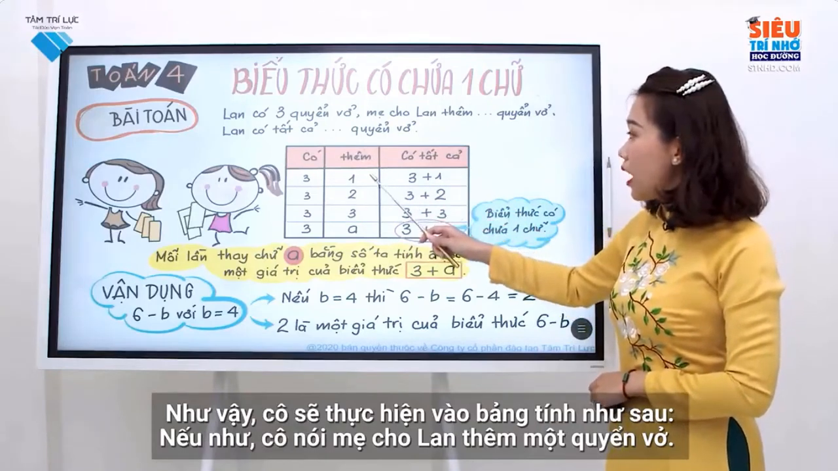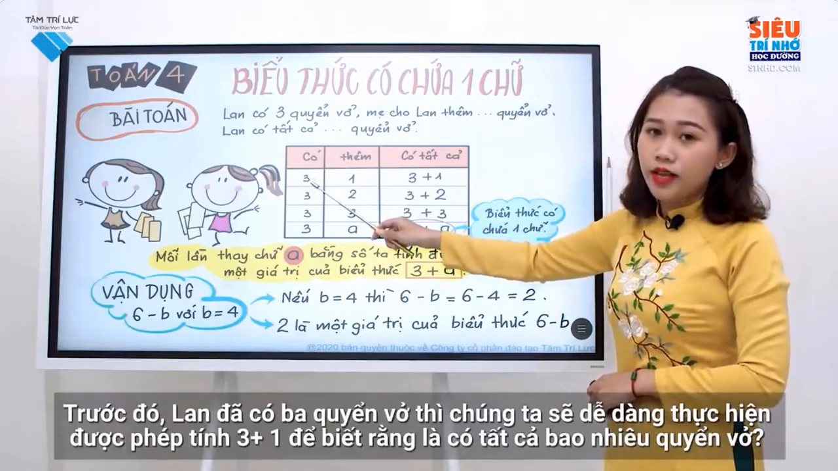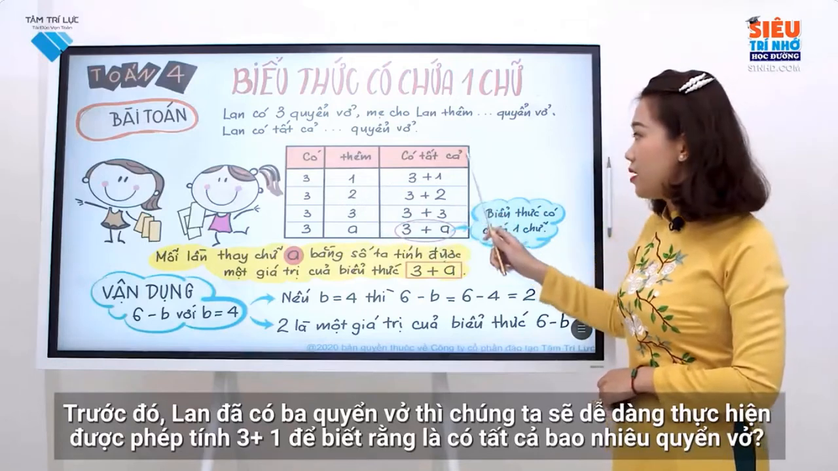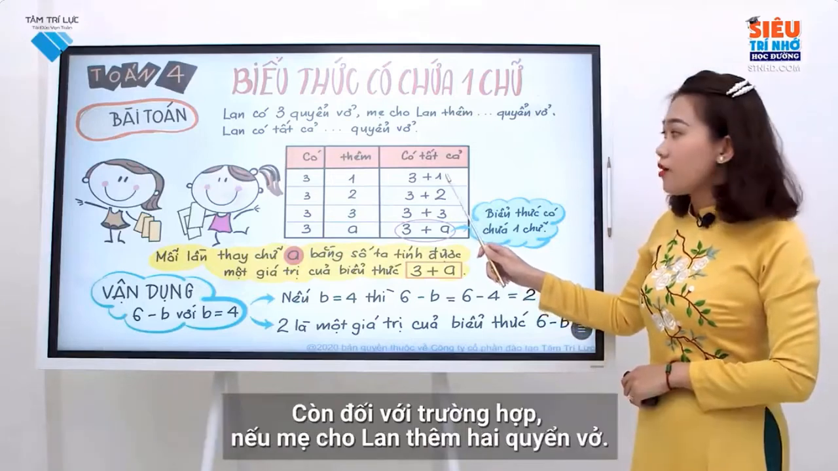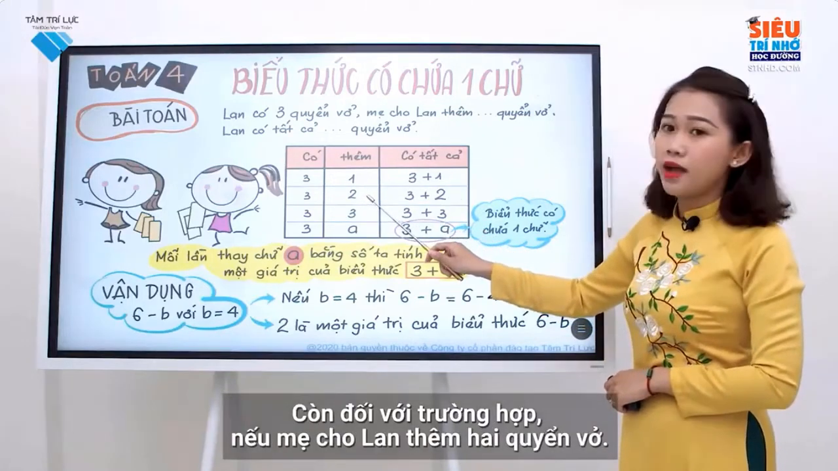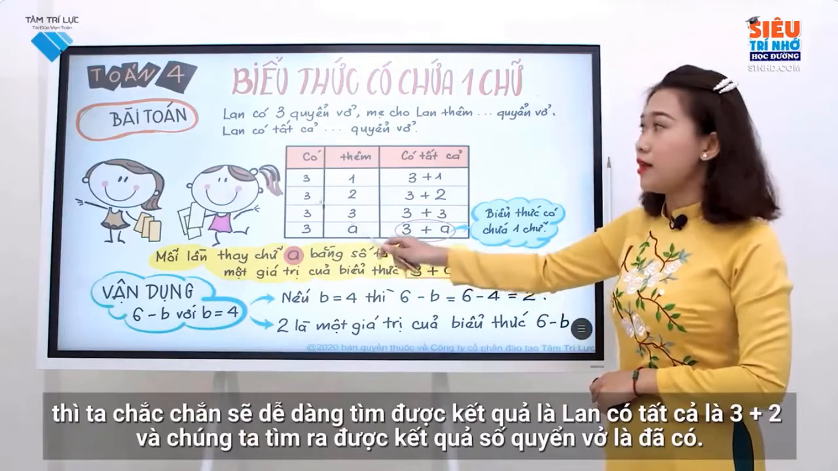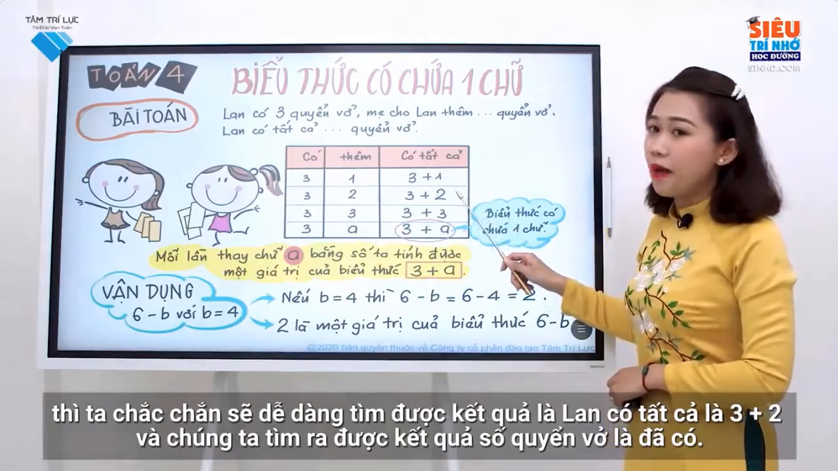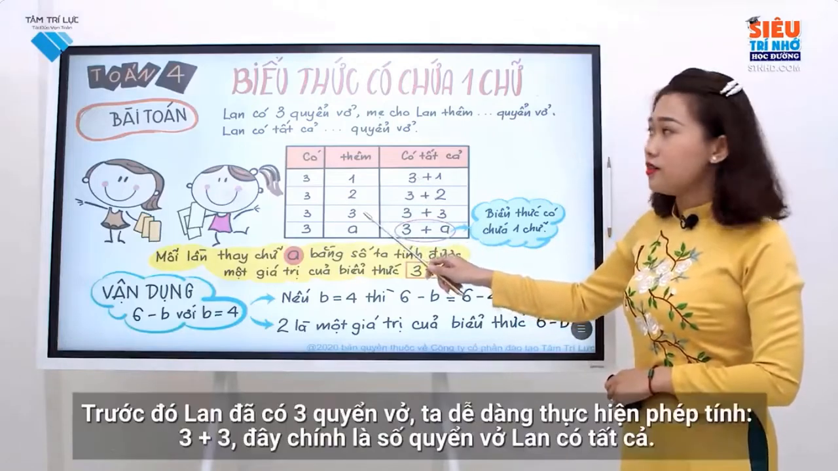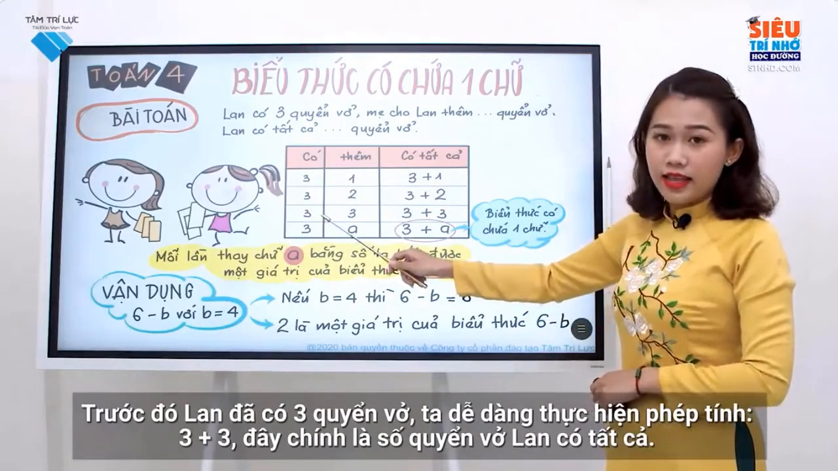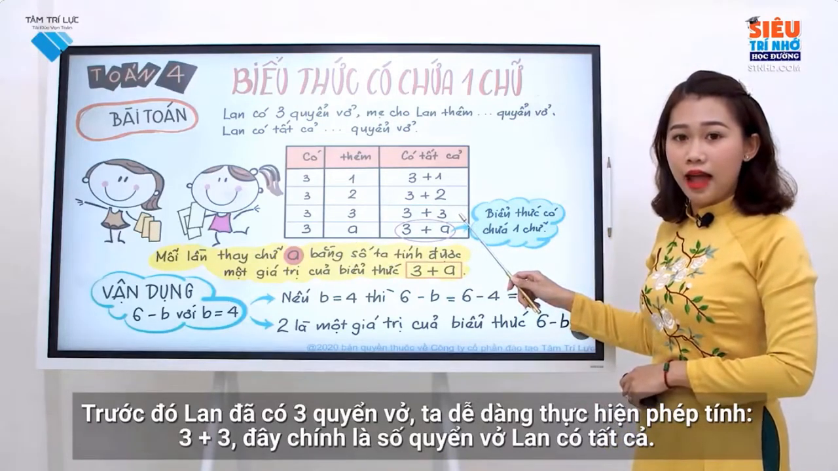If Lan's mom gave her 1 more notebook, before that Lan had 3 notebooks, so we can easily do the addition 3 plus 1 to know how many notebooks there are in all. In case Lan's mom gave her 2 more notebooks, Lan also had 3 notebooks before, the result is that Lan has 3 plus 2 notebooks. In case Lan's mom gave her 3 more notebooks, we can easily do the addition of 3 plus 3, and this is the number of notebooks Lan has in all.